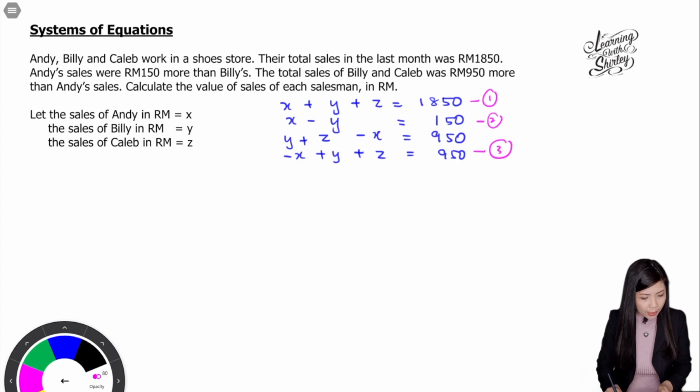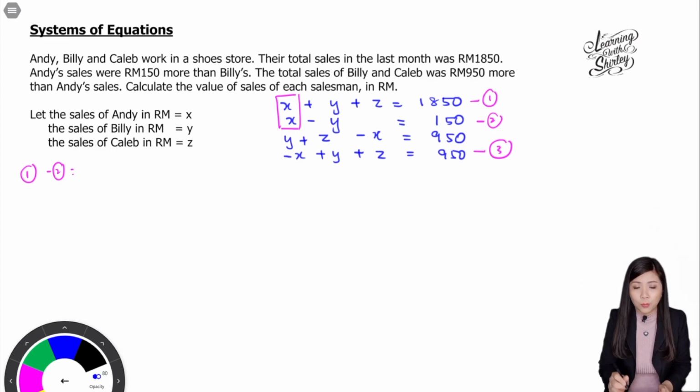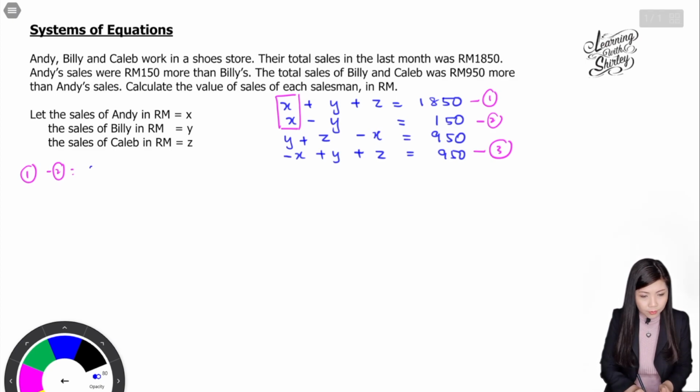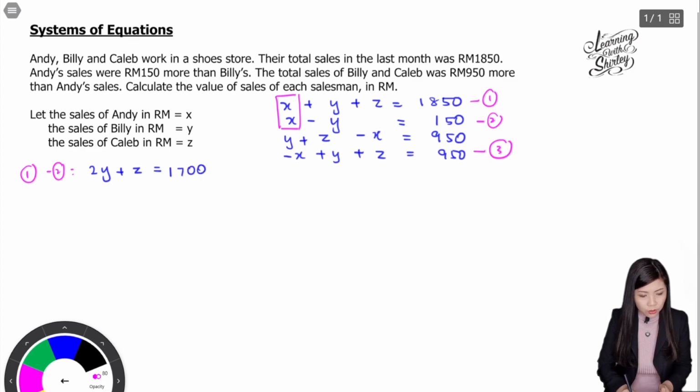We see what we can eliminate. The first one, I'm going to eliminate the X. So I'm going to use equation 1 minus equation 2. X minus X is 0, so X is eliminated. Y minus Y becomes 2Y. And then Z, you just bring it down. So equals to 1,850 minus 150, which is 1,700. And this is equation 4.